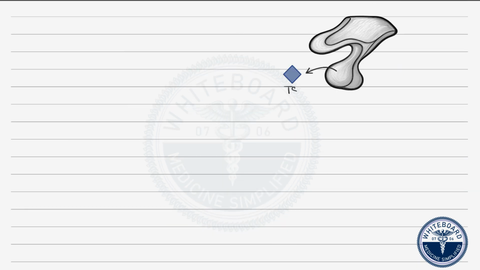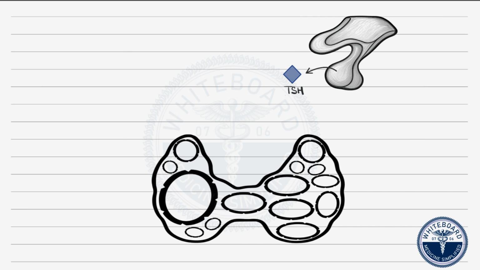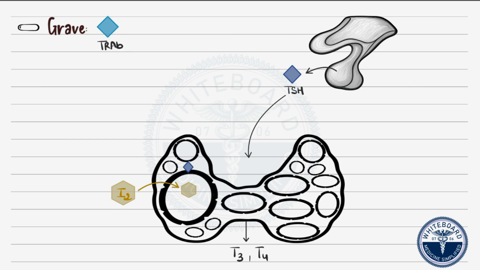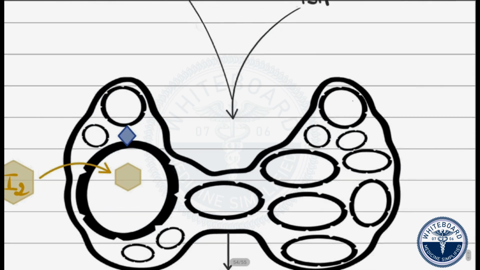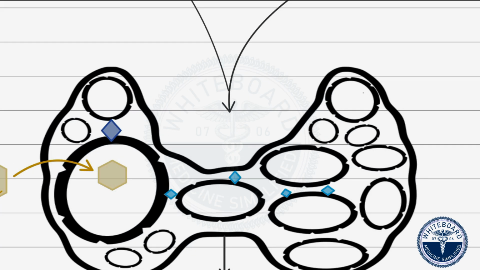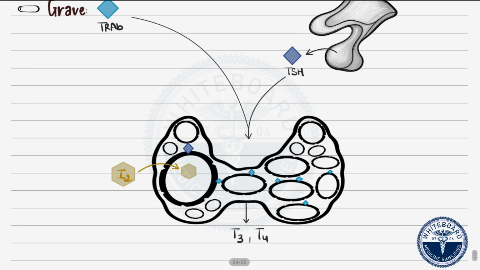The pituitary gland secretes TSH, which binds to the TSH receptor on the thyroid follicular cells and stimulates the gland to trap iodine and synthesize thyroid hormone. Now, in Graves' disease, the body produces autoantibodies that mimic TSH. These antibodies continuously activate the TSH receptor everywhere in the thyroid gland. As a result, every cell in the gland becomes overactive and pulls in more iodine or tracer and produces excess hormone.